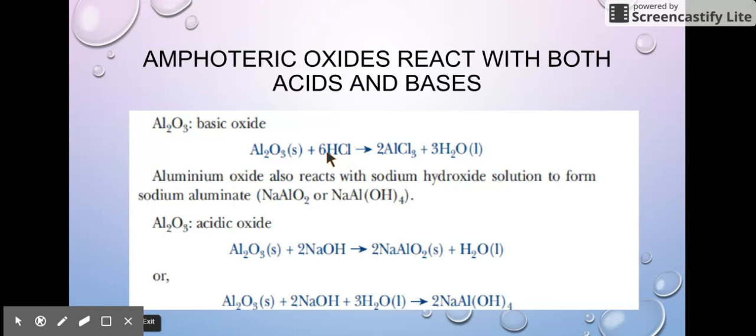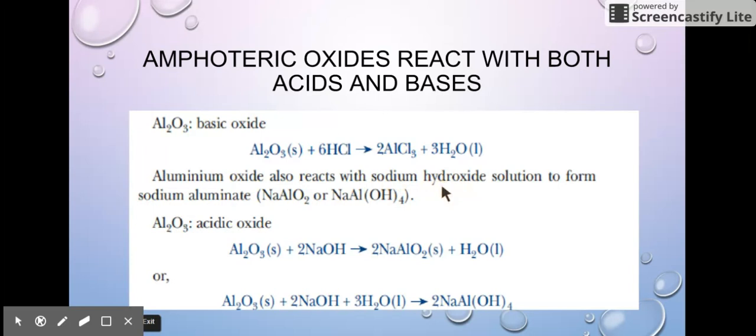Now, when you put them together, these hydrogens here in the hydrochloric acid react with these oxygens here, and they go off and make water, which is exactly what you would expect in a neutralization reaction. And the aluminium is left over with the chloride, which makes the aluminium chloride salt. Standard neutralization reaction.